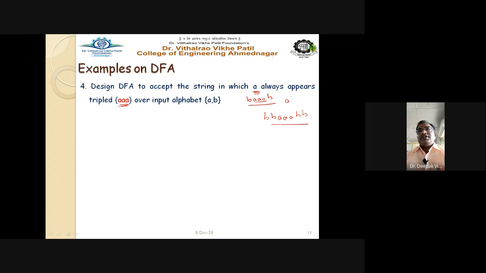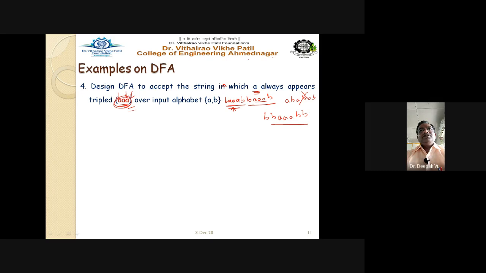But if it's a string like this, A A B, this string is not accepted here, because we have to design a DFA in such a way that the A must occur in this fashion only. Remember, this is a formal language. We are designing automata for the formal language. We are focusing on how the letters are arranged, their arrangement and not their meaning. So if this is a string, we have to design an automata to accept this string, right?